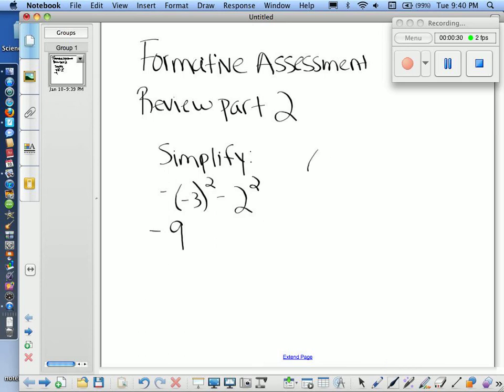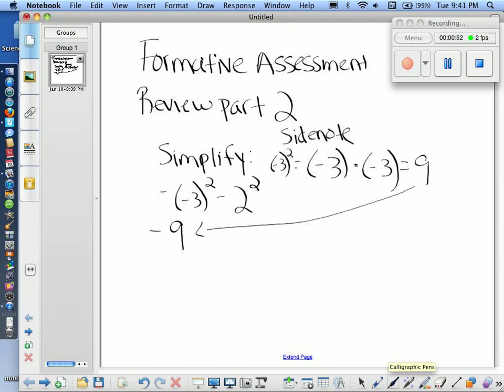So let's make a little note of that. -3 times -3. Okay, -3 squared is -3 times -3, which equals 9. So that's how we're getting this 9 right here.